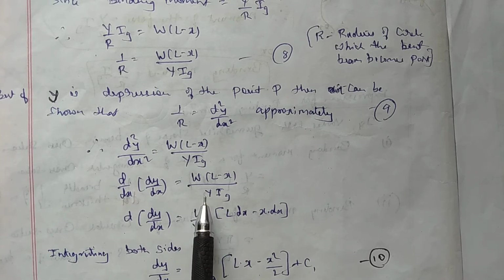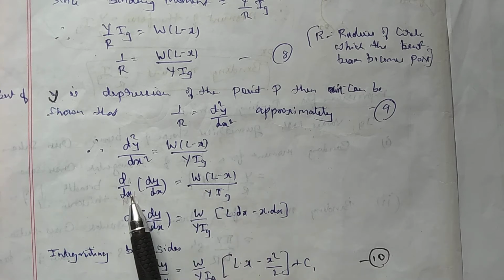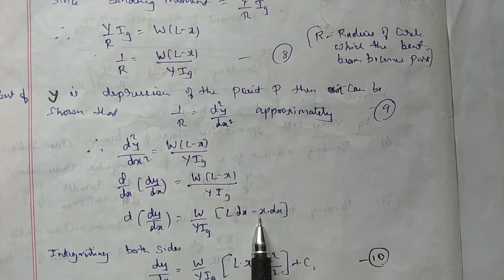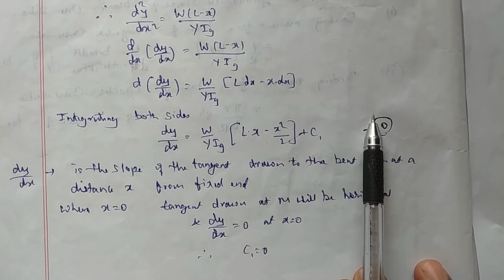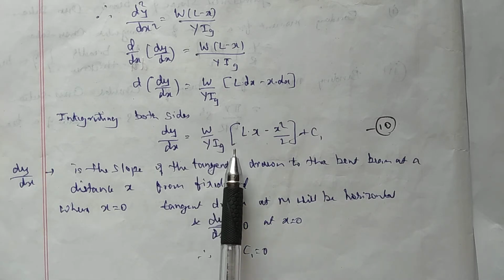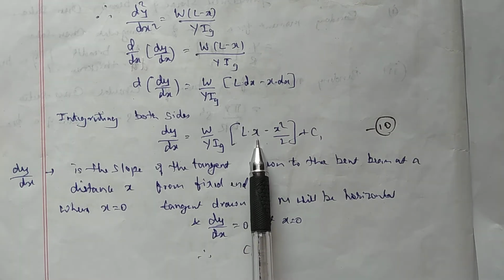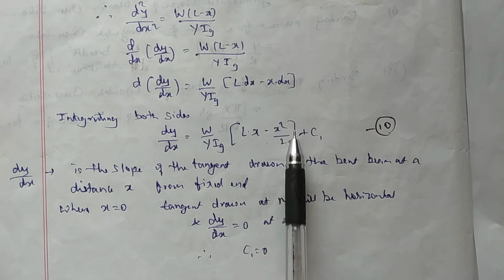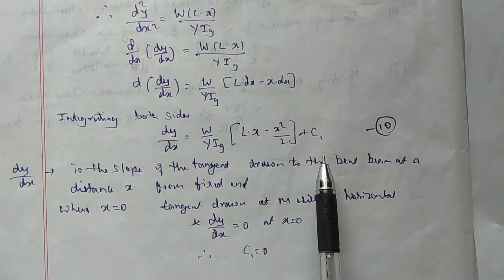Now this dx is shifted to the right hand side, so it will be W into L into dx minus x into dx. Integrating on both sides, we get dy by dx is equal to W by Y into Ig as a constant, into the bracket: L into x, since the integral of dx is x, minus x square by 2, plus c1, where c1 is the constant.